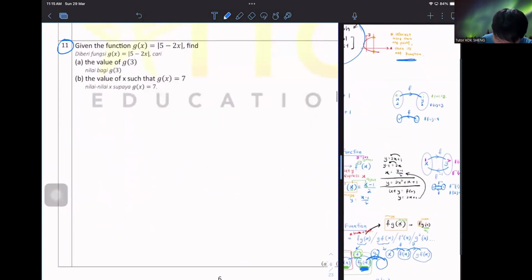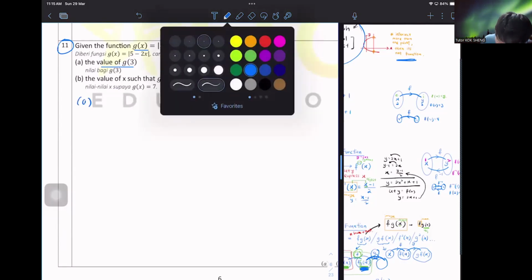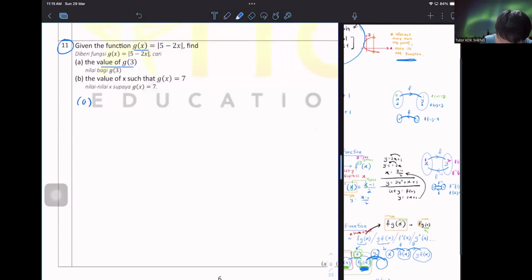Okay, 11. Given the function g(x) equals modulus 5 minus 2x, and nothing else, no diagram. Okay, so for A, find the value of g(3). Okay, easy, yeah. So just start here. 3 is the object, right? So sub into the x. Let's go. g(3) equals to modulus 5 minus 2 times 3.